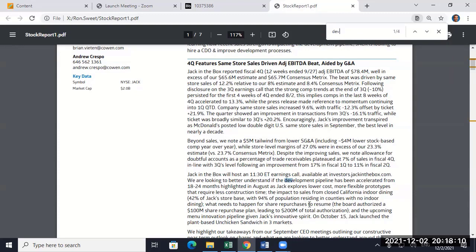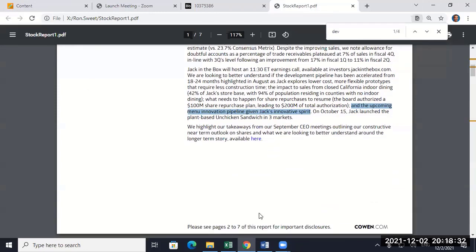What needs to happen for share repurchases to resume. So they're giving you the most important things in a really long sentence, which is fine. And the upcoming menu innovation pipeline given Jack's innovative spirit. Boy, I kind of wonder if they work for Jack in the Box. You don't want that kind of positivity. Now who is Jack? That's not even capitalized. Is that Jack in the Box or is there some guy named Jack working for the firm?